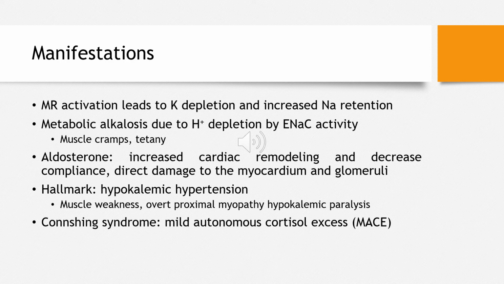Patients with marked hypokalemia may have muscle weakness and cramping, headaches, palpitations, polydipsia, polyuria, nocturia, or a combination of these. There is also metabolic alkalosis due to potassium depletion by epithelial sodium channel activity. The clinical hallmark of mineralocorticoid excess is hypokalemic hypertension. Serum sodium tends to be normal due to the concurrent fluid retention, which in some cases can lead to peripheral edema. A significant proportion of patients suffer from concurrent mild autonomous cortisol excess termed Cushing's syndrome.